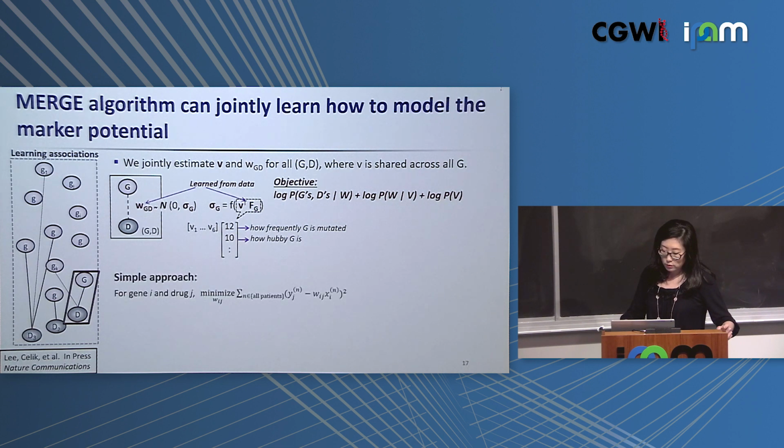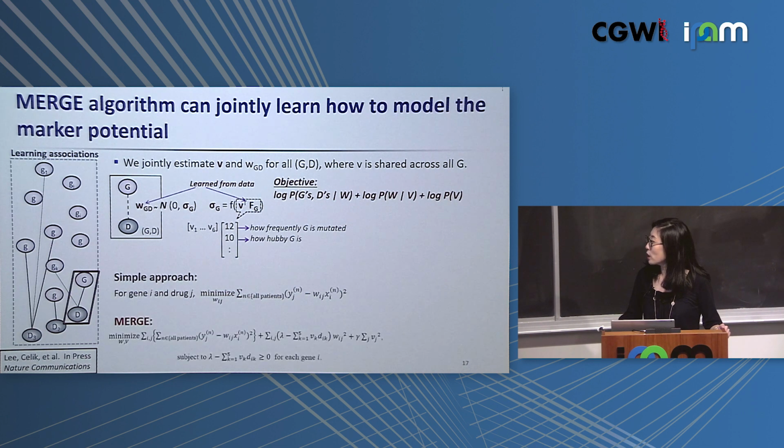So you want to optimize some joint objective function. A simple approach without this part can be viewed as just pairwise correlation calculation. It's a univariate regression model, whereas if you use the MERGE algorithm, you have two additional terms. One of them is the weighted L2 regularization term, where the regularization parameter for each gene is specified based on a linear combination of each MERGE feature.